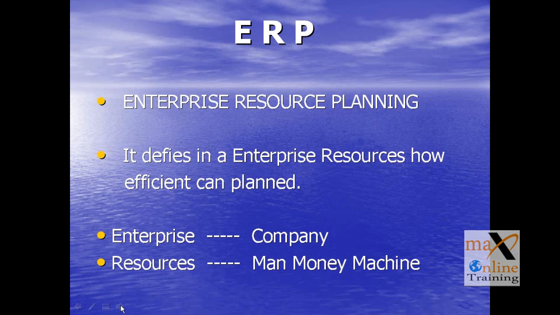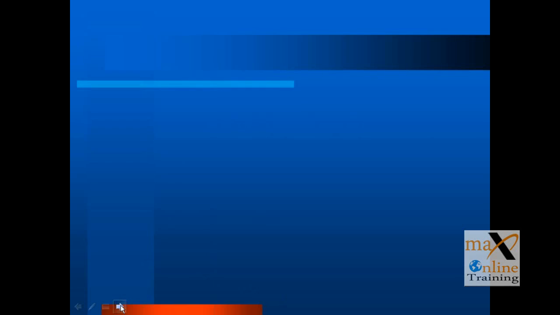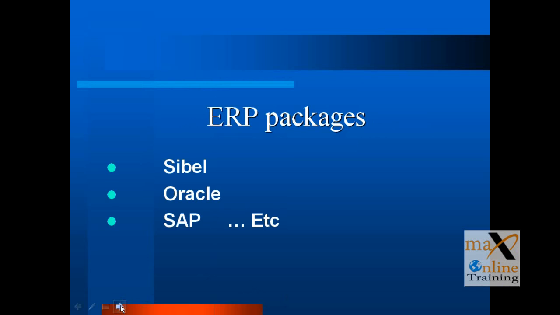In order to get an efficient output, in the present world we have so many ERP packages like Siebel, Oracle, PeopleSoft, BaaN, JD Edwards. So many are there. In that we have SAP also. So many companies are making software packages in order to keep ERP going smoothly. That means basically SAP is a part of ERP. It is an ERP package.